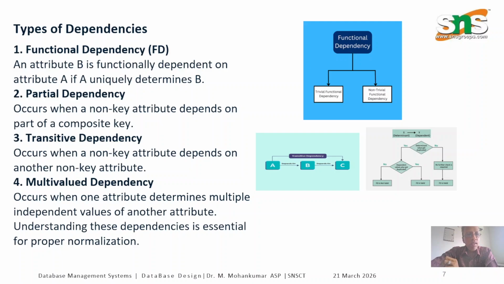Then partial dependency occurs when a non-key attribute depends on a part of the composite key. We already know what key attributes and composite key attributes are. In partial dependency, if we are not giving that information, it will not be reflected in the report. But for some fields we definitely need that dependency, and some fields do not have that dependency. It is called a partial dependency. In real life we have a lot of approaches to partial dependency.